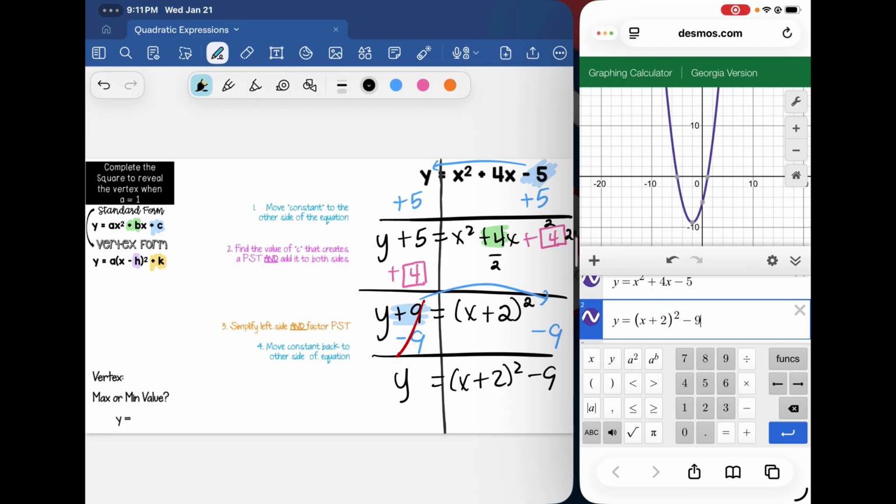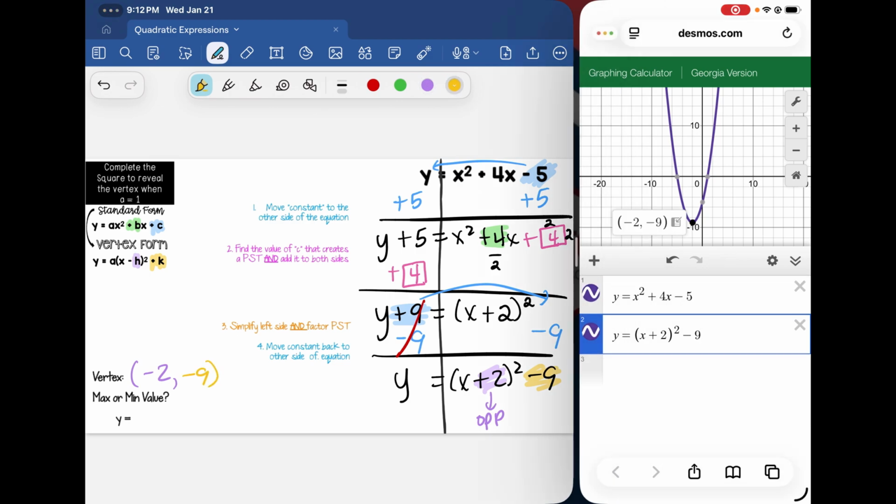And we were. Now, what is my vertex? What is the opposite of plus 2? Because it's inside the parentheses. So my vertex should be -2, comma, -9. Were we right? And that's what Desmos says.